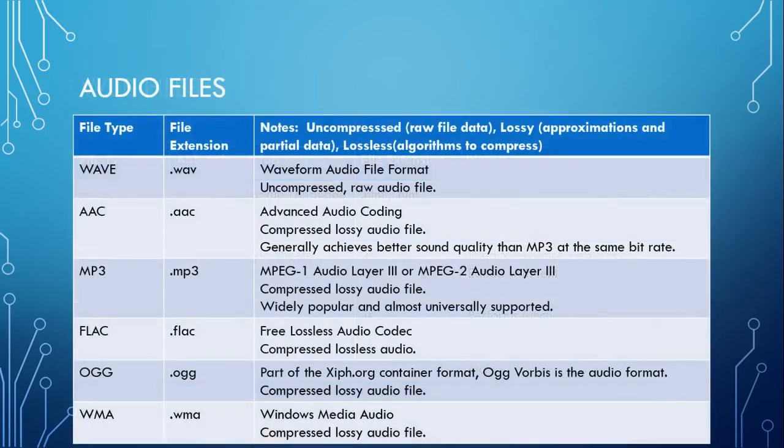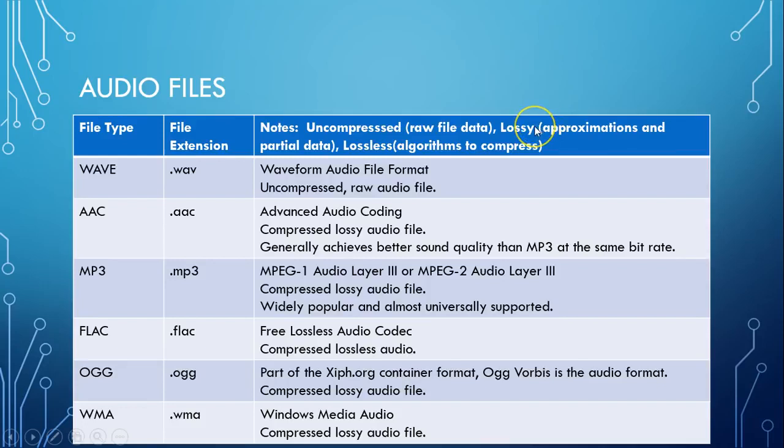All right, now here we got kind of a big one. These are some audio files. These are some pretty common ones that you might see. So let's start with the first one, which is WAV or .wav. All right, and you'll see that we have a couple different notes up here for you. Uncompressed, which means that it is raw file data.